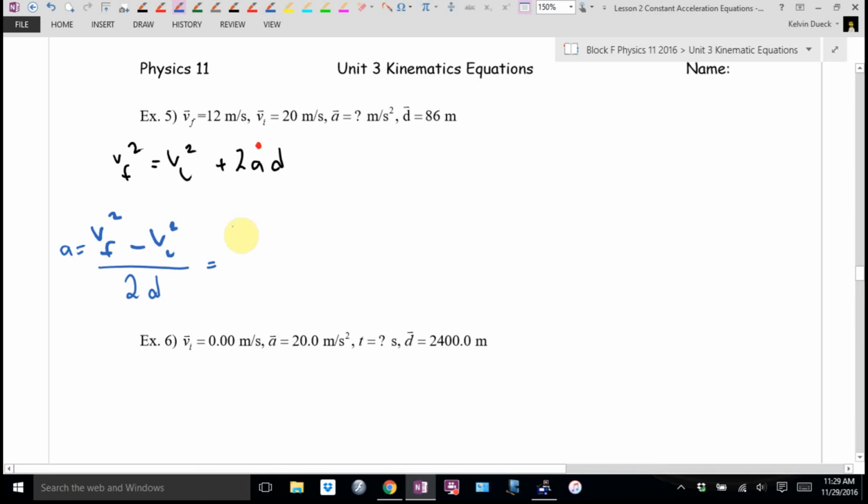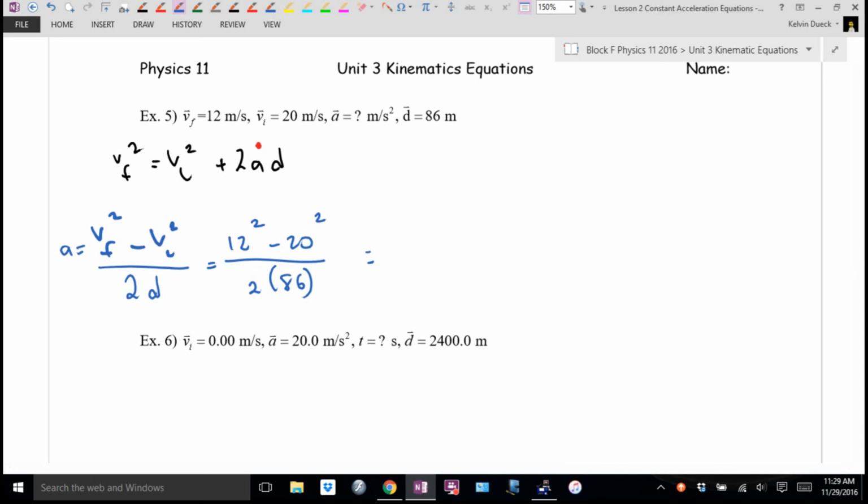So it's going to be 12 squared minus 20 squared all over 2 times 86. In English, if I gave you this question written out, I would say, suppose you start out at 20 meters per second and you want to slow down to 12 meters per second in 86 meters. What do you need to decelerate at? That's what we're finding.